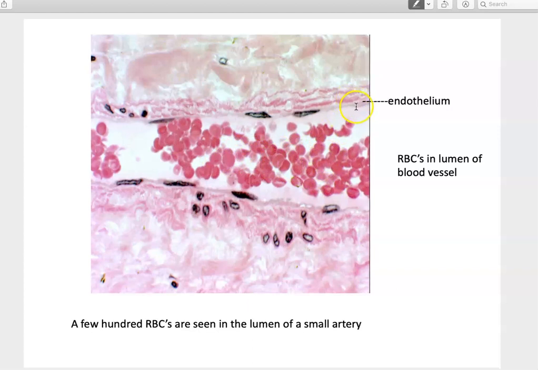Remember, all blood vessels are lined with a special type of simple squamous epithelium called endothelium. Remember that? Here's the nuclei of this endothelium. It's squashed down. It's just one layer thick. What was the function of endothelium? To create a frictionless environment so these blood-formed elements can go through here without any friction.